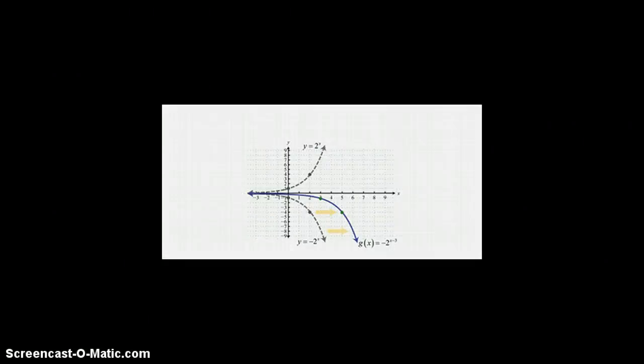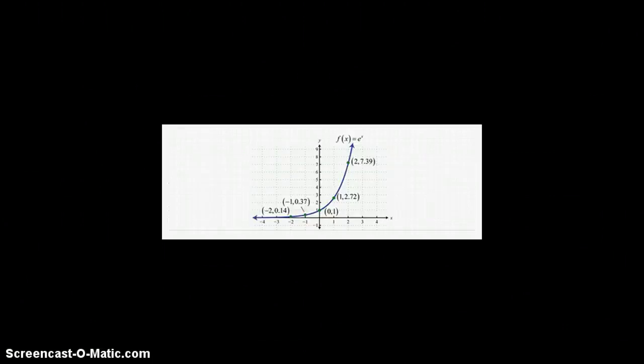The natural base e is explained here, and that's good reading. You could do some research on Leonhard Euler. That's how you say his last name. And the letter e is attributed to him. Okay, notice this graph looks a lot like the 2 to the x, but it is actually e to the x. So make sure you understand that.